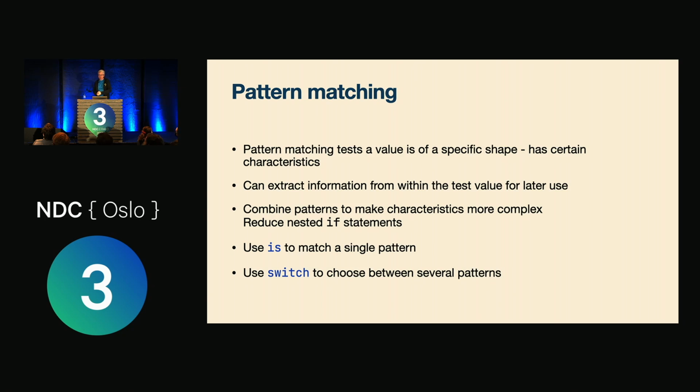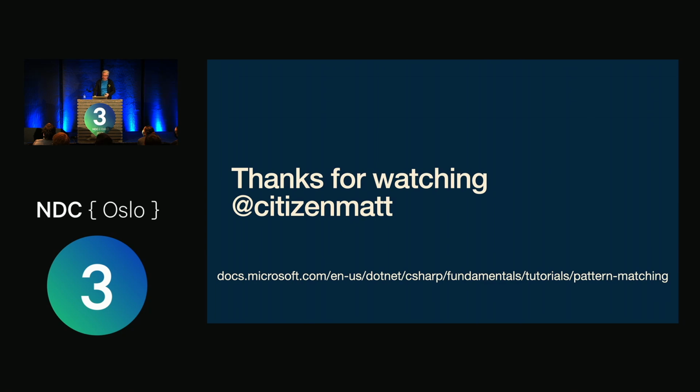So, to sum up, pattern matching tests that the value is of a specific shape, that it has certain characteristics. More importantly, you can extract the information out from within the test for later use, and you can combine all these patterns to make more and more complex conditions to match your characteristics. And this can help you to reduce your nested if statements and make everything a bit more declarative. With C# you use is to match a single pattern. This will give you back a Boolean true or false. Otherwise you use a switch to choose between different patterns to be able to perform an action.